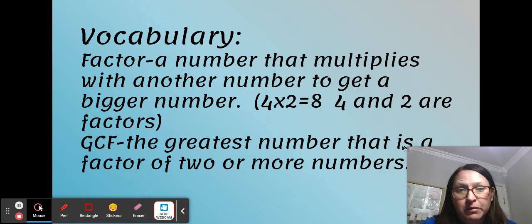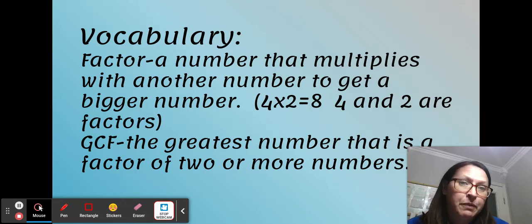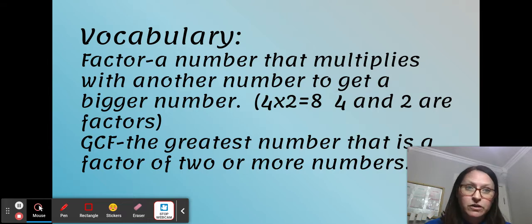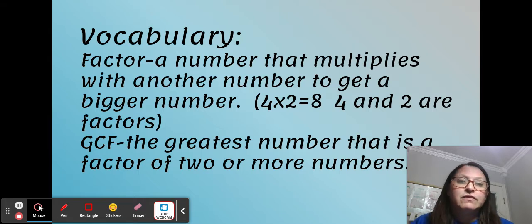A couple of vocabulary words that I want you to know: a factor is a number that multiplies with another number to get a bigger number. So 4 times 2 equals 8. So 4 and 2, the two numbers I multiply to get 8, are the factors. The greatest common factor is the biggest number that is a factor of 2 or more numbers.